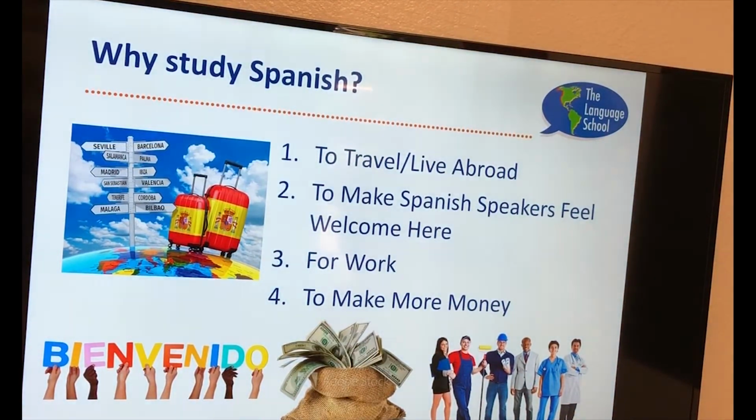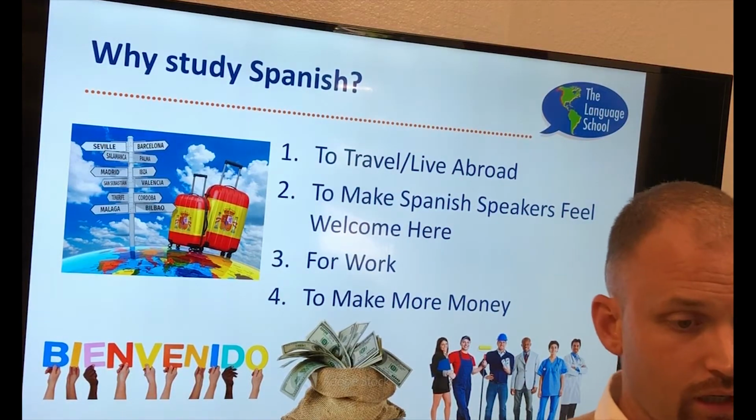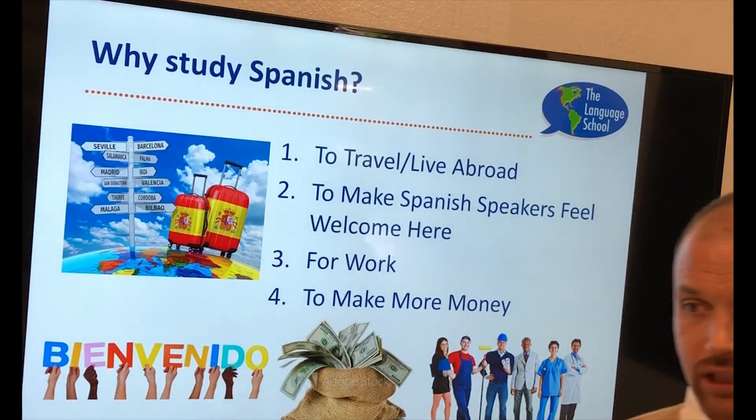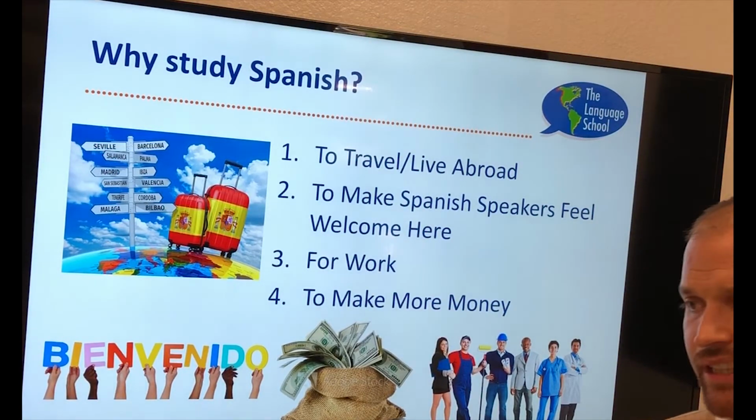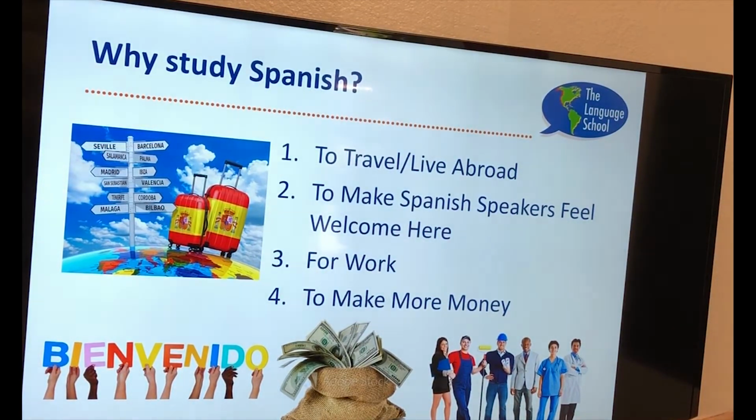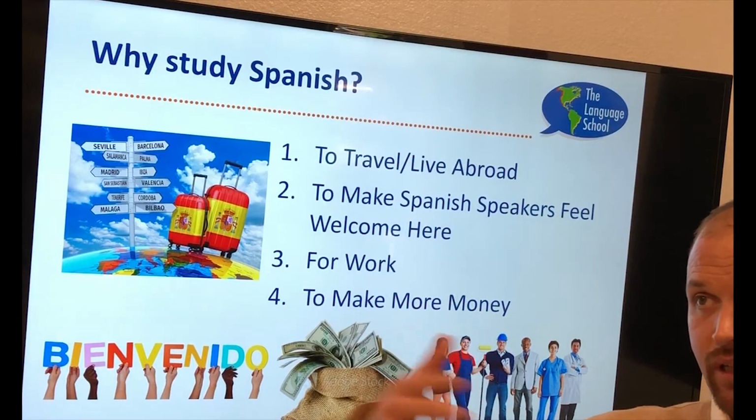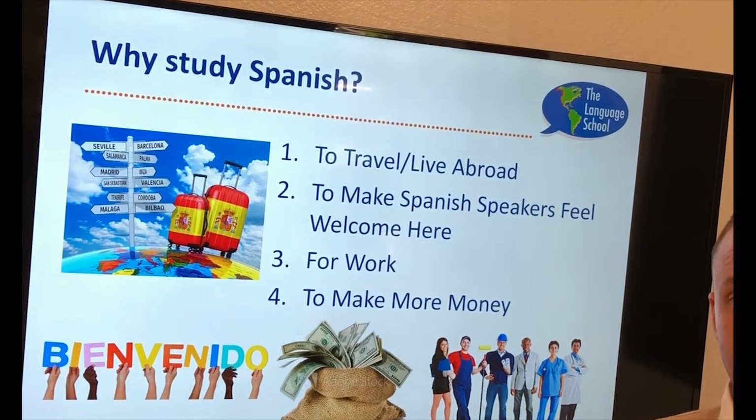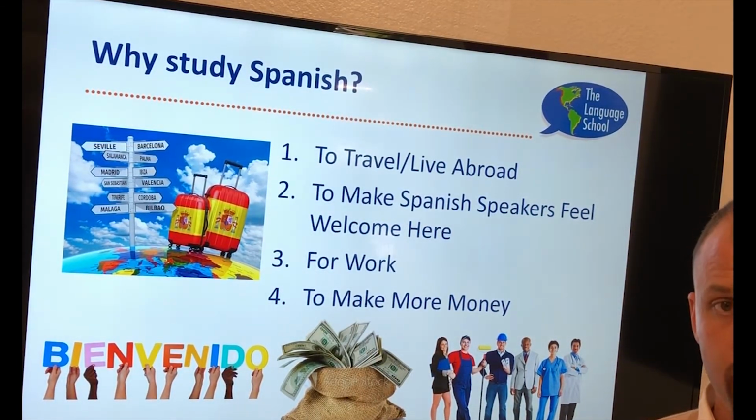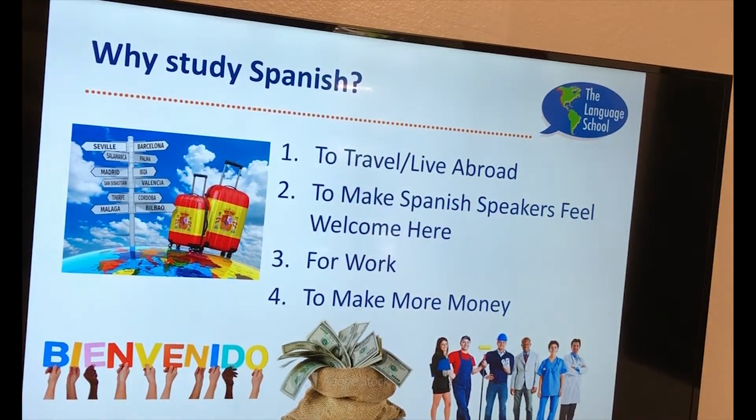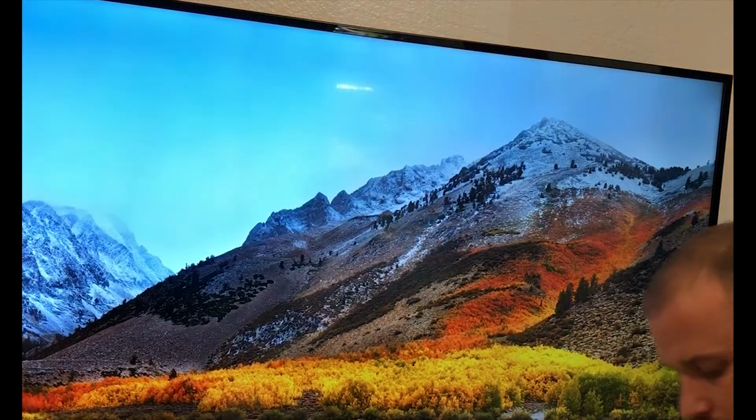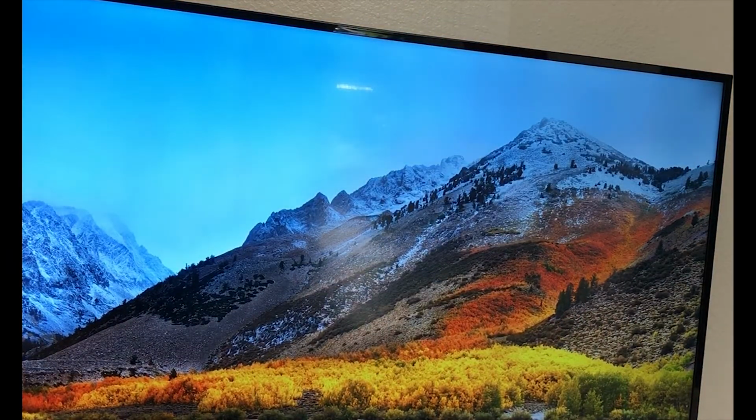A great reason is for work. If you're a teacher, a doctor, if you're in law enforcement, if you work for the government, if you work in retail, if you work in construction, I mean, if you can name the industry and you live in a place where there are as many Spanish speakers as there are here in Colorado, then learning how to speak Spanish will help you in one way or another at your work. And many of my students are learning Spanish because they want to make more money.